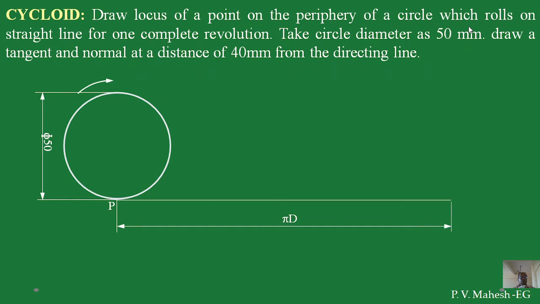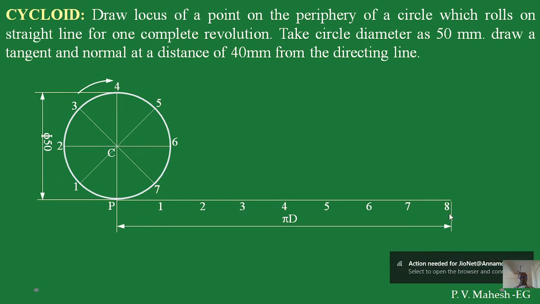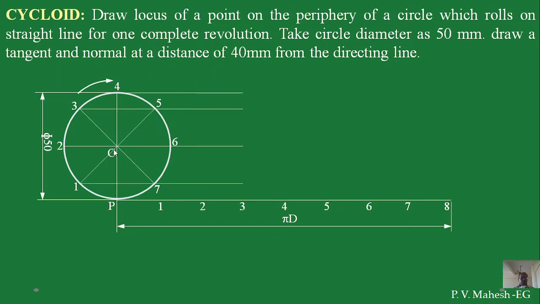Now what I have to do is divide the circle as well as the line into an equal number of parts. Here I am dividing into 8 equal parts. Now the numbering is important. How to give the numbering? 1, 2, 3, 4. The numbering should be in the direction of rotation of the circle.